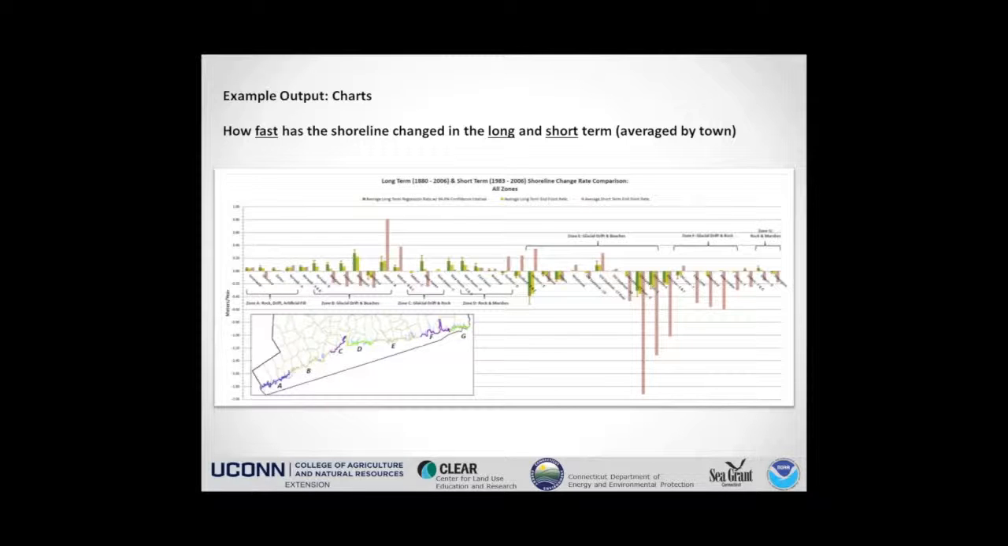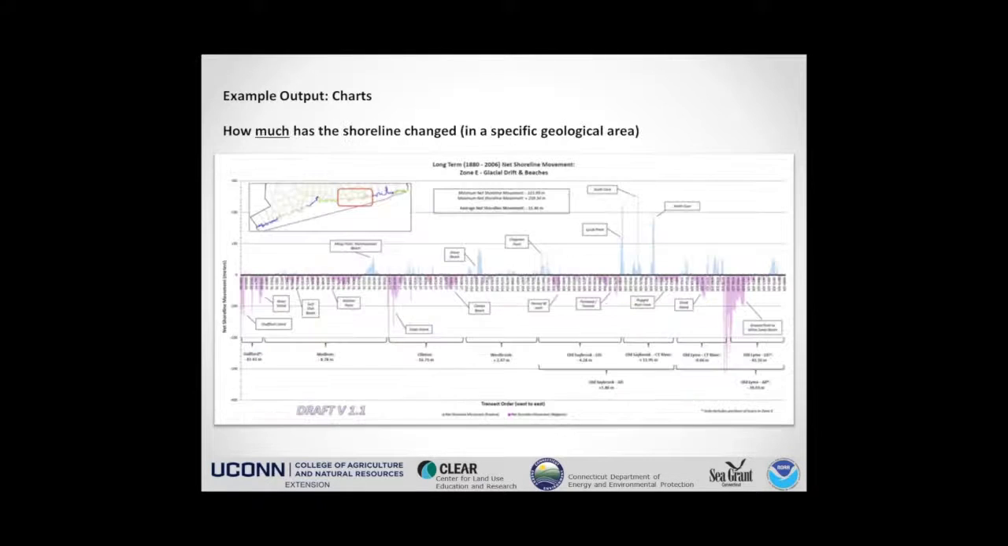So again, this is the whole statewide deal. We can be a little bit more specific and detailed with some of the data that we create. So this is a chart that shows the net shoreline movement for one specific geographic area. This is the central coast of Connecticut from roughly Madison to the mouth of the Connecticut River. And each one of these lines is a data point that was generated by a transect in that area.